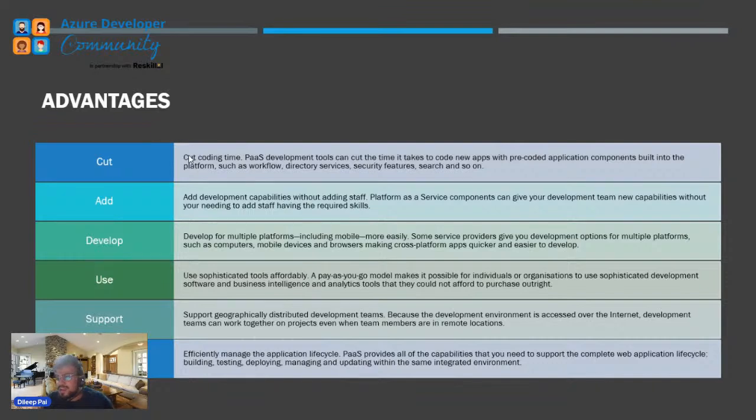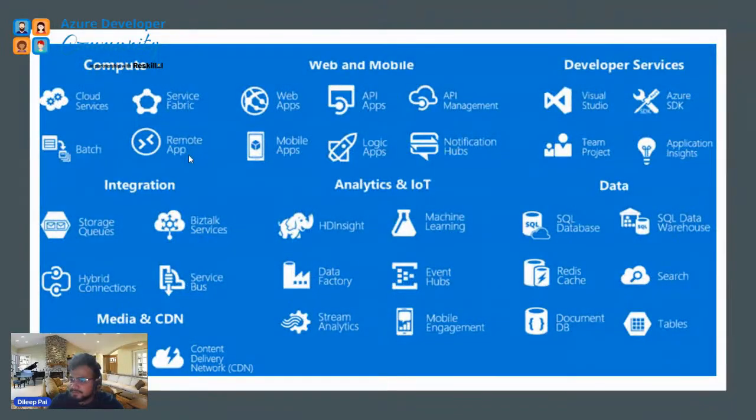Develop: you can develop on multiple platforms, including mobile. Use: you can use multiple, very sophisticated tools like ERP and some NuGets at a lesser cost, affordably. Support: geographical distribution is supported. Manage: you can effectively manage the life cycle of the application, like testing, right from deployment to its end, like support. You can maintain everything using PaaS.